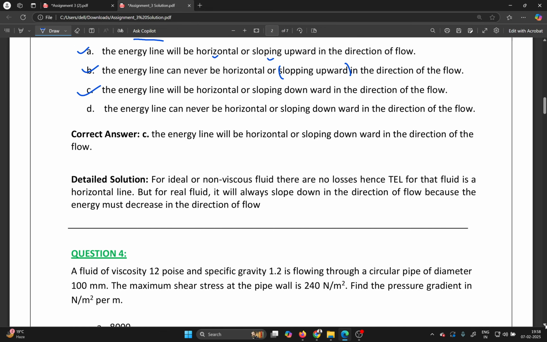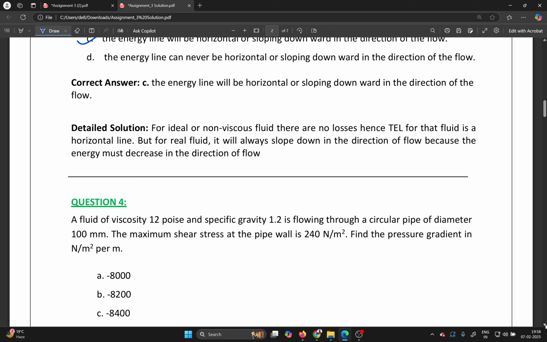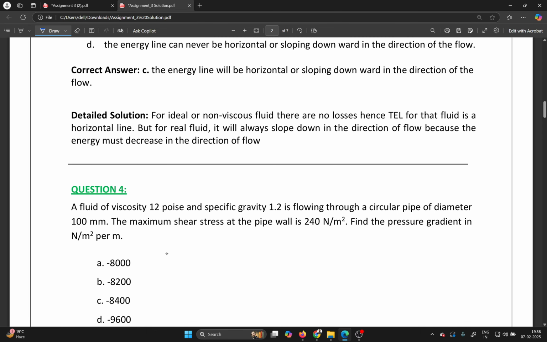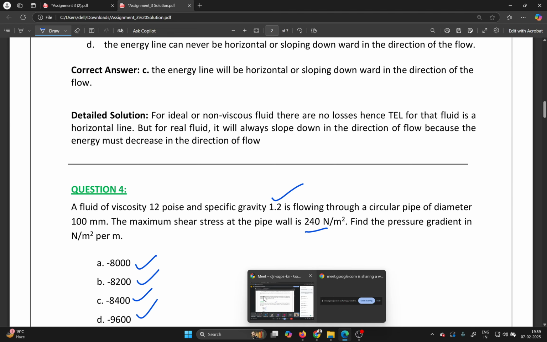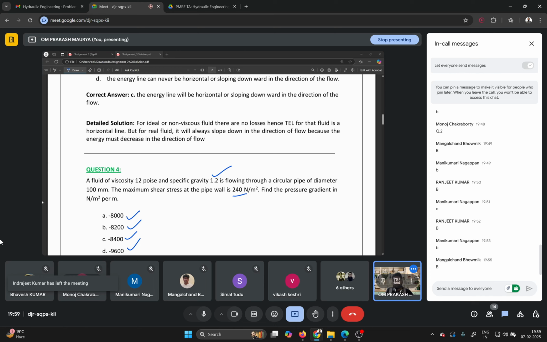Now we'll move to the next question. A fluid of viscosity 12 poise and specific gravity 1.2 is flowing through a circular pipe of diameter 100 mm. The maximum shear stress at the pipe wall is 240 Newton per meter square. Find the pressure gradient in Newton per meter square per meter. Everyone please try to calculate, because I have discussed the concepts as well as the formulas. So everyone please try to calculate for question number 4. Which option will be correct?